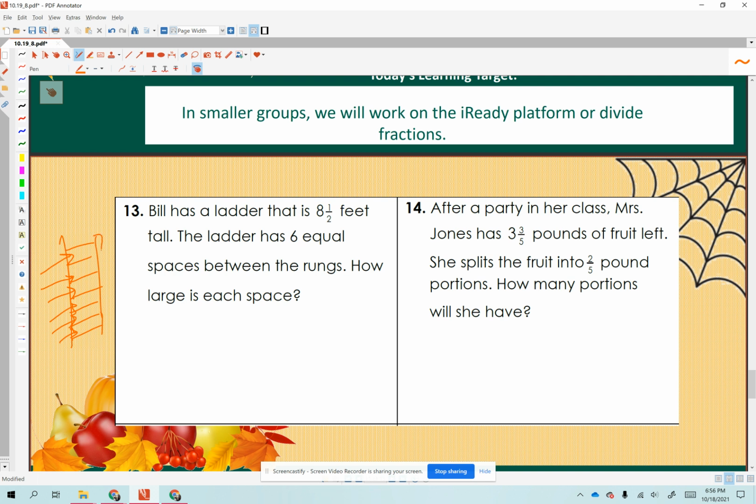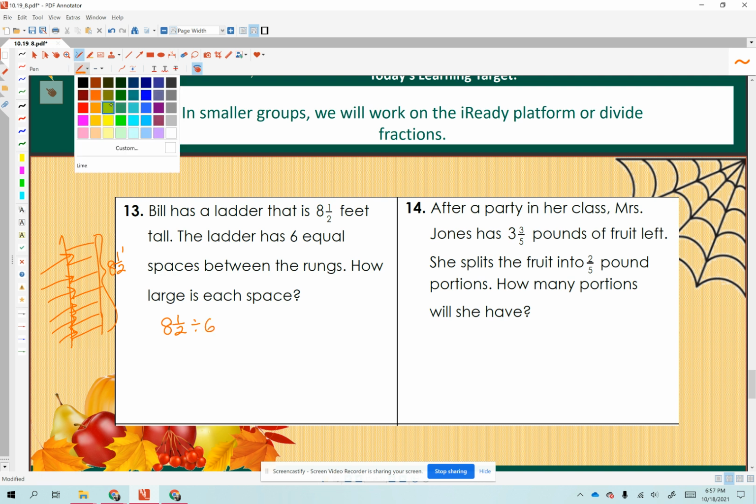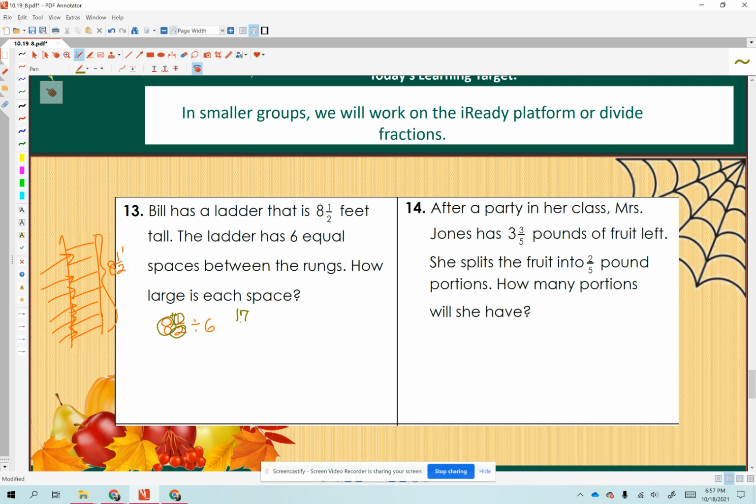Well, we know that the total is 8.5 feet. So we're going to have to divide that by 6. So 8 1/2 divided by 6. So we will turn 8.5 into an improper fraction. 8 times 2 is 16, plus 1 is 17. So that would be 17, same denominator of 2.